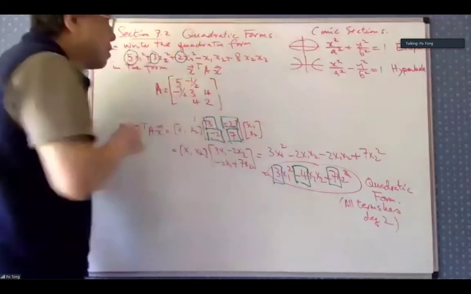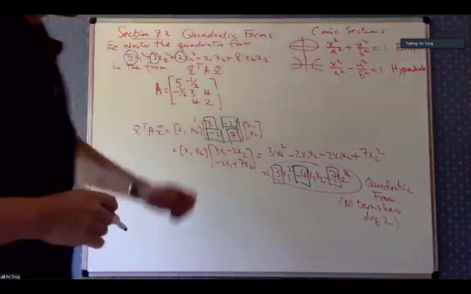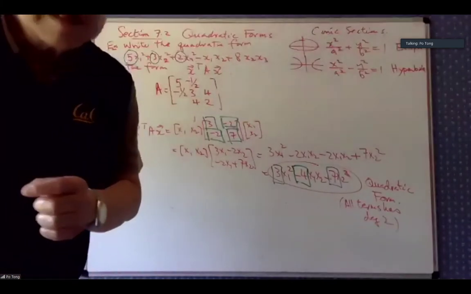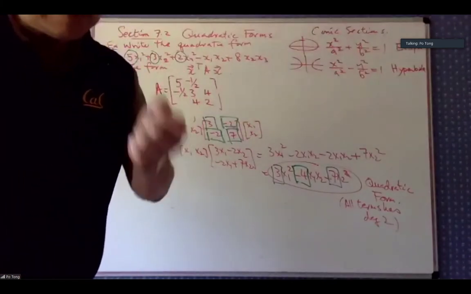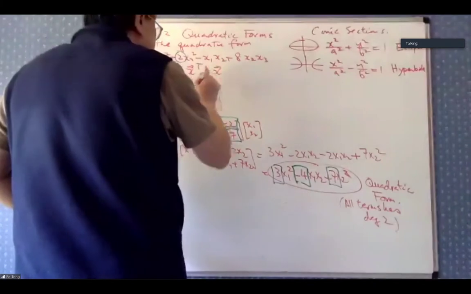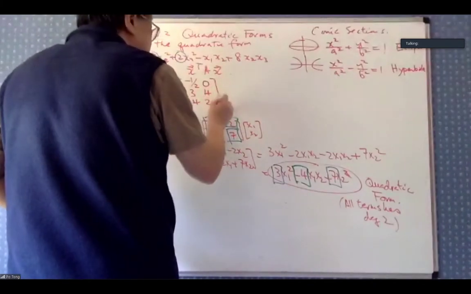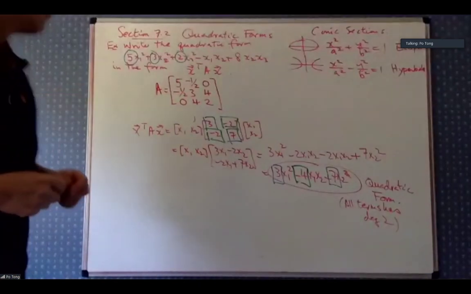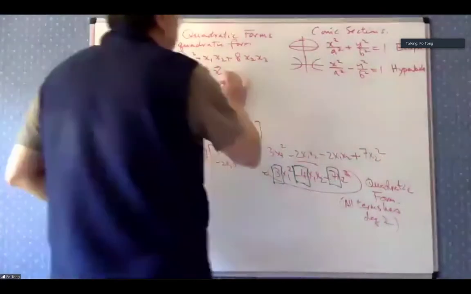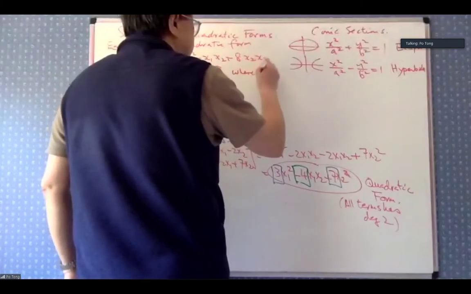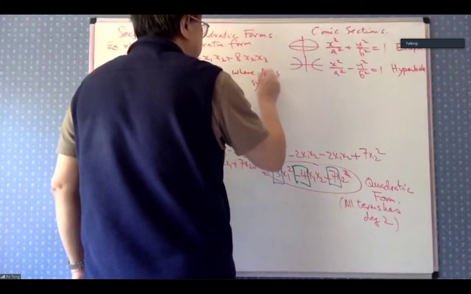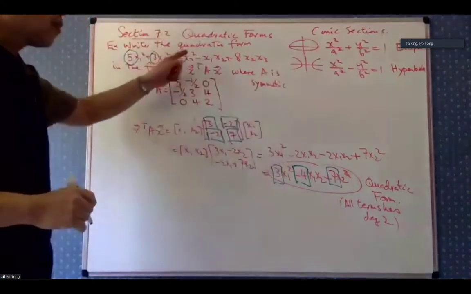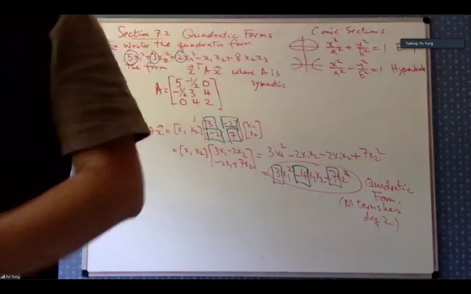How about over here, the missing one? Is there any x1 x3 term? No, so we put 0. So this is the matrix A. The quadratic form can be written in terms of a symmetric matrix.